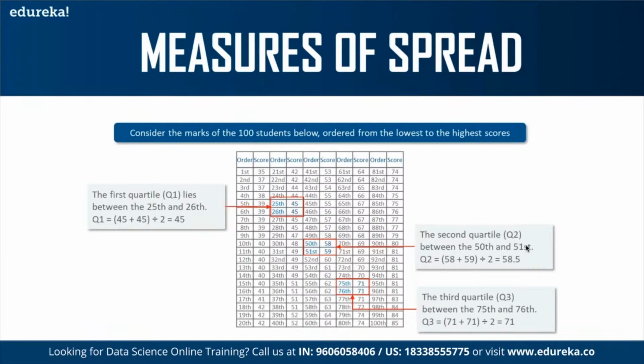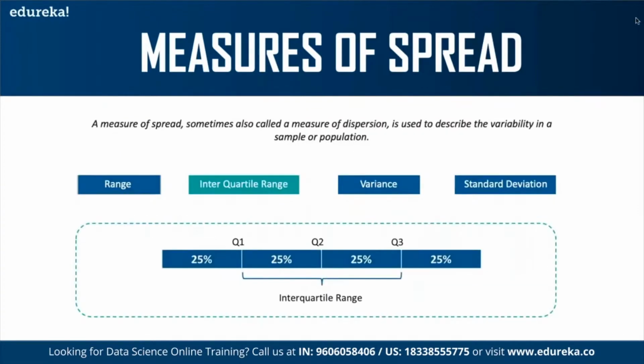So here we can find the first quartile. It lies between the 25th and 26th values, so here we can find the average value. The second quartile will focus on the 50th and 51st, the third one will be the 75th and 76th, and the fourth one will be 99 and 100, right? That's how the quartiles are spread in any given data set. So the interquartile range is simply the range between the different quartiles.